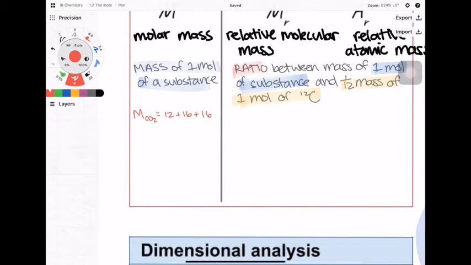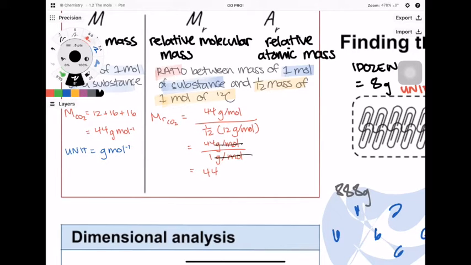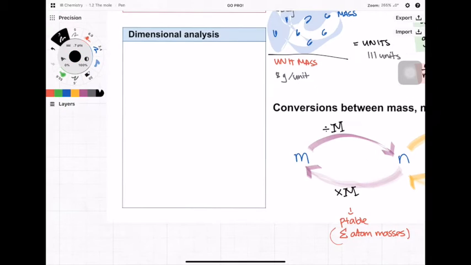If we find the molar mass of CO2, that's adding together the atomic masses, we get 44 grams for every 1 mole of CO2, and the units are grams per mole. If we take a look at relative molecular mass, we're comparing the ratio of 1 mole of a substance, so 44 grams per mole, divided by 1/12 the mass of 1 mole of carbon-12. And we get 44 divided by 1, which gives us 44. But notice here that the grams per mole cancel out, and so they're unitless, because of their relative mass.